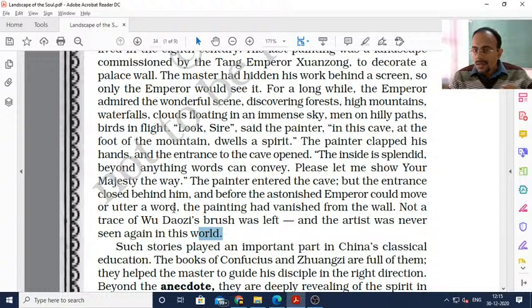He made it in such a manner that it was so lifelike, so real, and so spiritual that inside that painting, the spirit seemed to have taken birth. It was such a lifelike and spiritual sort of painting, which gave birth to a spirit in the painting itself. Understood? With this small anecdote, what did the writer want to convey?